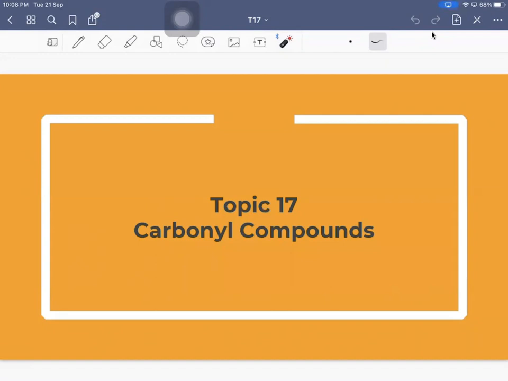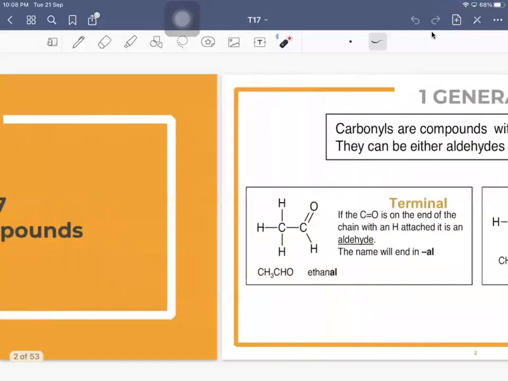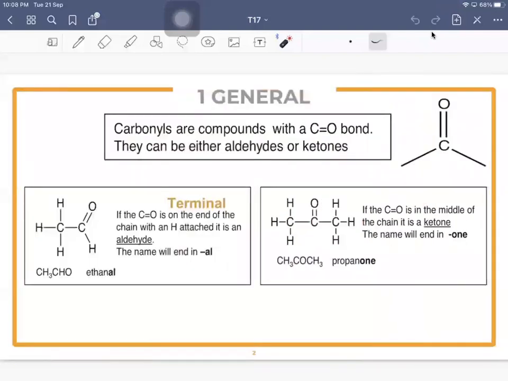Today we're going to start with a new topic, still under organic chemistry. This is topic number 17. The next functional group that we are going to look at is called the carbonyl compounds. Carbonyl compounds are compounds with the C double bond O, but specifically for aldehydes and ketones only.